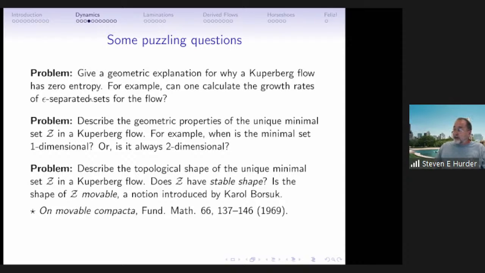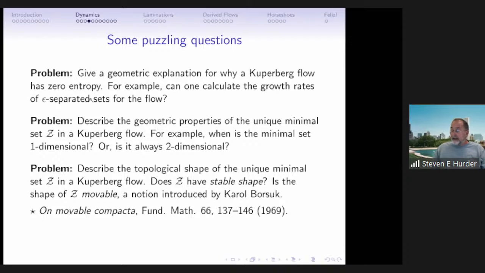The other one is obvious. You have a minimal set. And in the paper by Etienne, he makes an argument that the minimal set is two-dimensional, and we'll see why that might be in a second. But the question is, in general, how would you show that a one-dimensional flow has a two-dimensional closure? That's a basic question to answer.